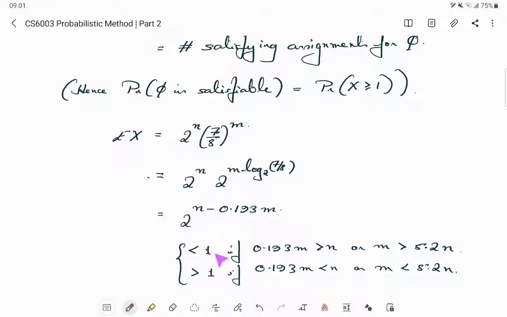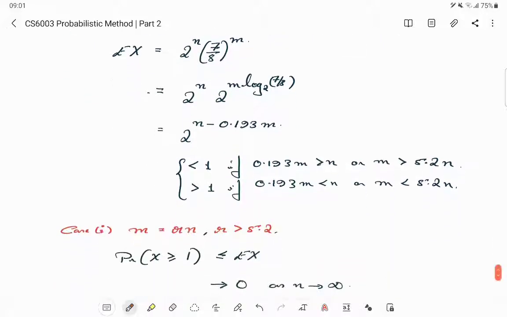So this is less than 1 if this guy is less than 0, which means 0.193 m is more than n, or equivalently m is greater than 5.2n, and this E[X] is greater than 1 if m is less than 5.2n. First you should pause and build an intuition here. If there are more clauses, then the expected number of satisfying assignments is very small. That is intuitive, right? If there are fewer clauses, then the number of satisfying assignments is expected to be more.